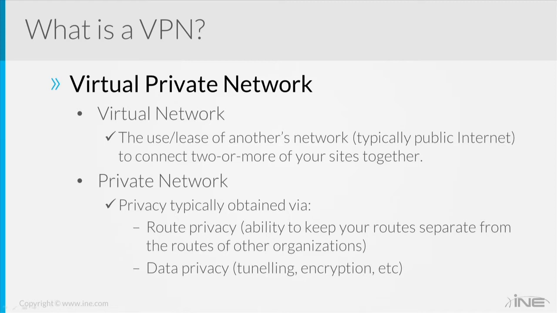Now, what makes it private? Well, in a VPN, as it says here, privacy is typically attained via route privacy. In other words, if I send a routing update into that virtual network, if I send an OSPF or an EIGRP update, well, that service provider's network that I'm renting is probably also being used by my competitors and other people as well. And if I'm sending routing updates into it, I want to make sure that my routing updates are not seen by any of the other people that service provider is renting it to.